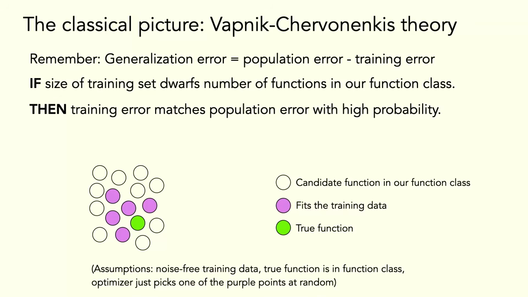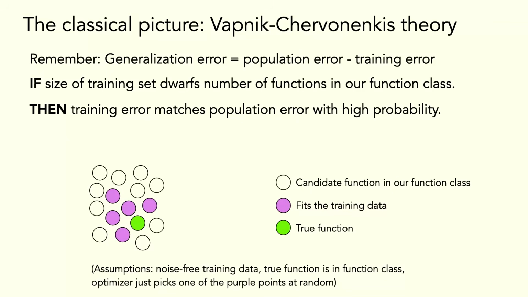We're going to assume that the true function is in this set, so it's not like I have no chance of finding it. And we'll assume that my way of selecting from this set is just I pick out a random one of the purple points. And the true function also perfectly fits the training data. So my optimization algorithm is just pick at random one of the points that fits the training data.